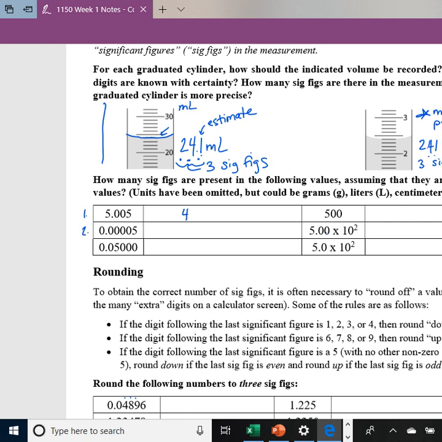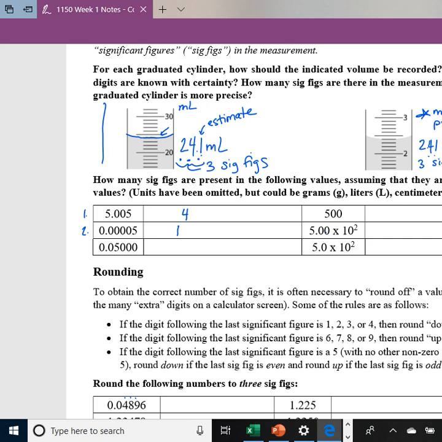For number 2, these zeros are leading zeros. They are not in between two non-zero numbers, and they are to the left of the first non-zero number. So leading zeros are never significant. They're really just there to tell you about the magnitude of the number, the size of the number. They're basically just saying in this case that 5 is a very, very, very small 5. So here we only have 1 sig fig.